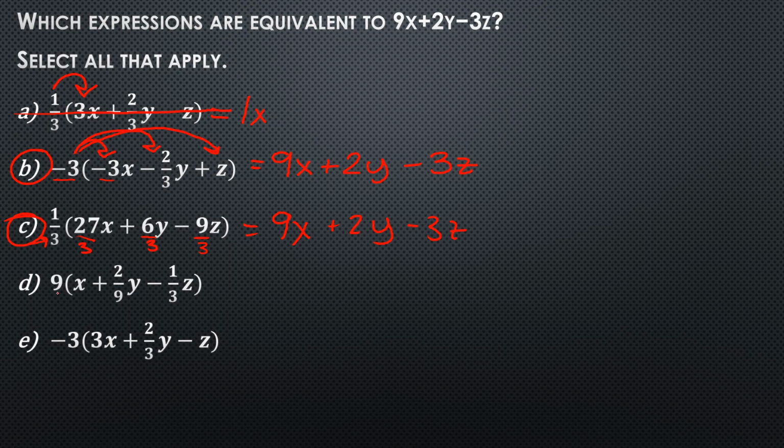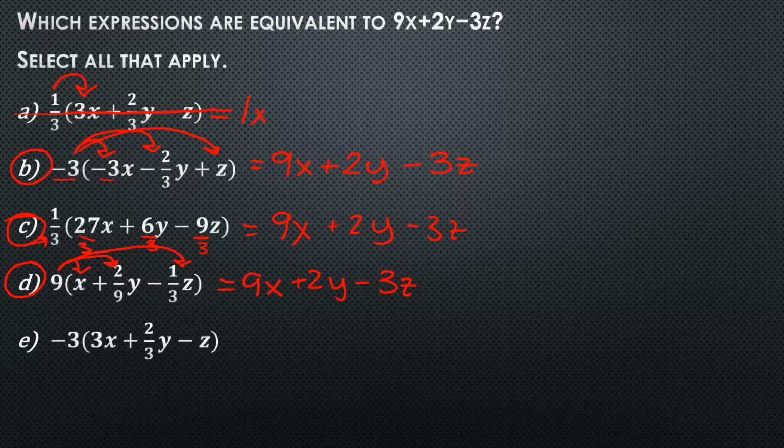All right, let's look at this next one here. I have 9 times x. That is going to be 9x. I have 9 times 2/9y. Again, you can type this into your calculator. When you type it in, you will get 2y. And then I have 9 times my -1/3. Again, type this into your calculator to double check your work. When you do that, you will get -3. So that one also works. So far we have 3 that are correct.